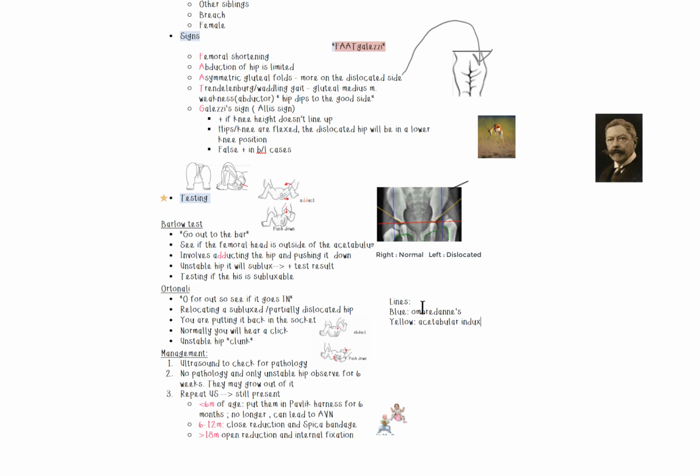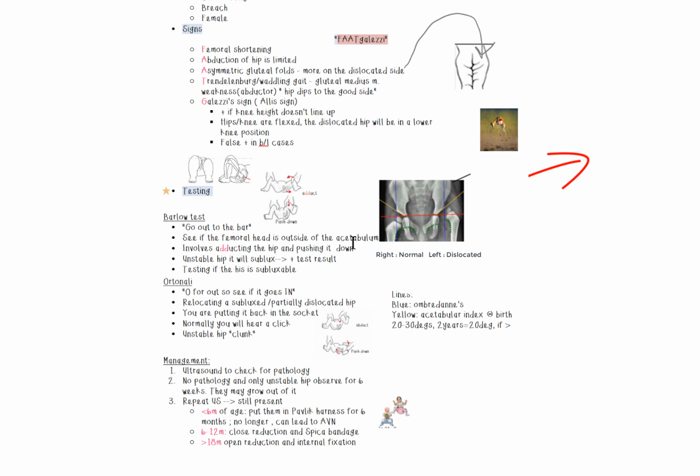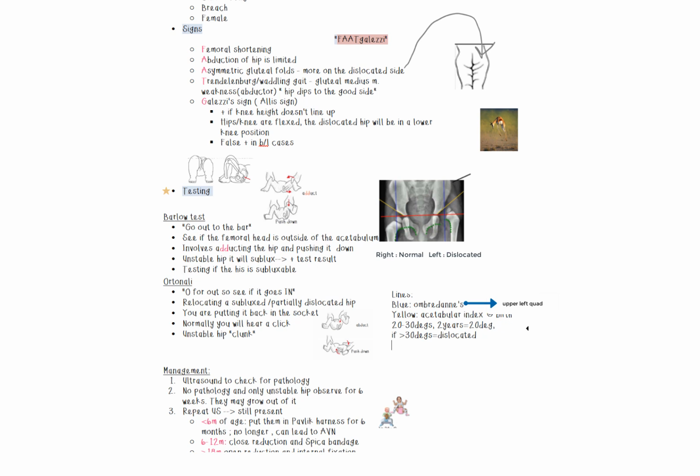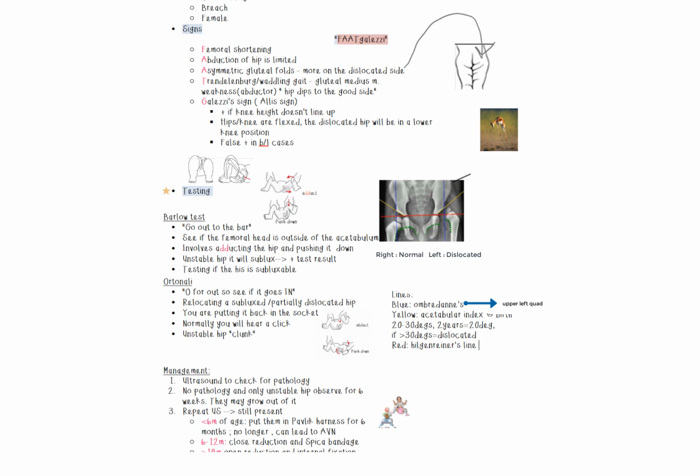Next, we've got the yellow line, and this one represents the acetabular index. Essentially, it creates an angle using the red line, and at birth, it's usually around 20 to 30 degrees. But by the age of 2, it should be down to 20 degrees. If it's greater than that, greater than 30, it's a sign of a dislocated hip.